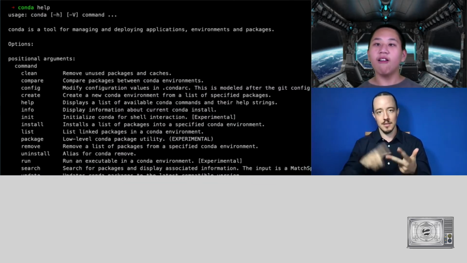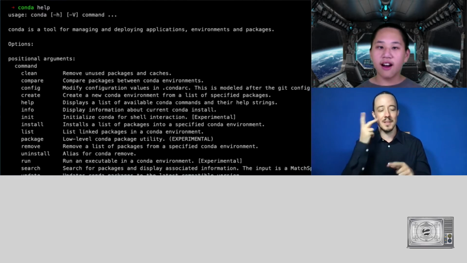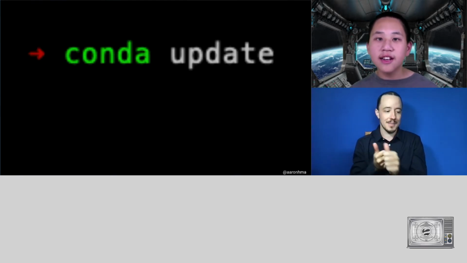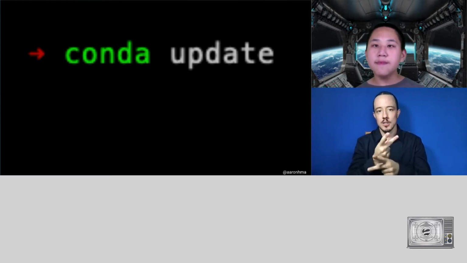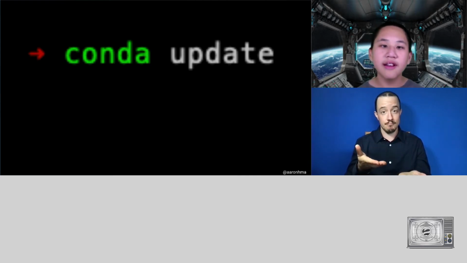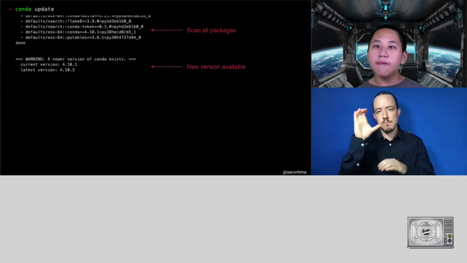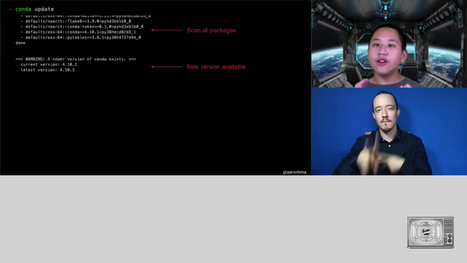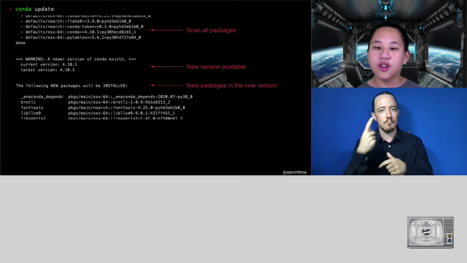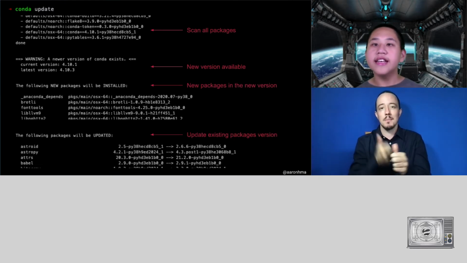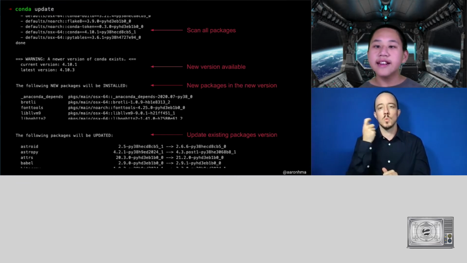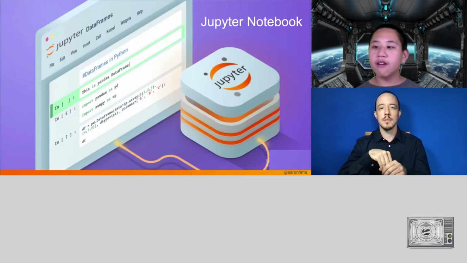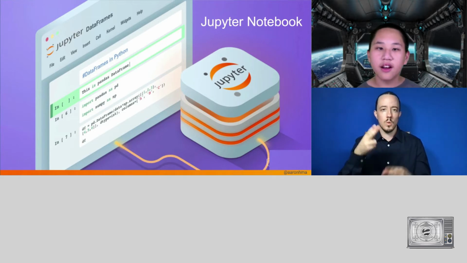You can see here all of the operations you can do with Anaconda. Let's say, for example, that I want to update all of my packages to the latest version. I type in conda update in my terminal, and it'll start by scanning all of my packages. Then it'll tell me which new versions are available and what new packages will be in the new version. Then it's going to update all of the existing package versions to the latest update. Anaconda also includes a very powerful tool called Jupyter Notebook.